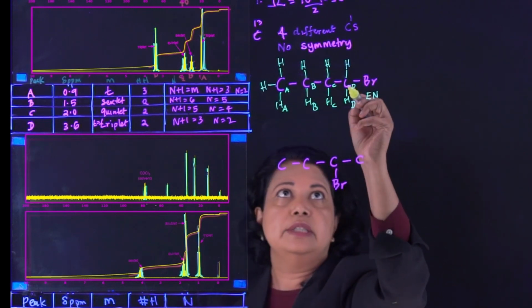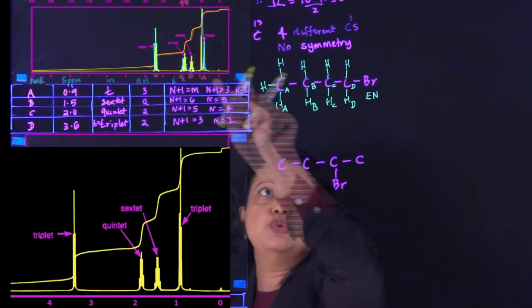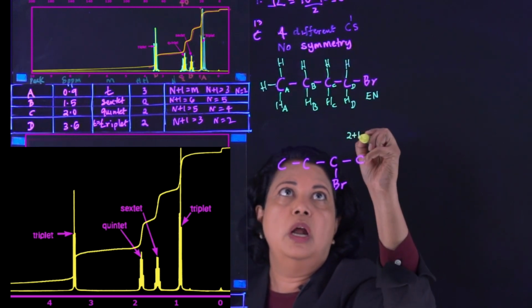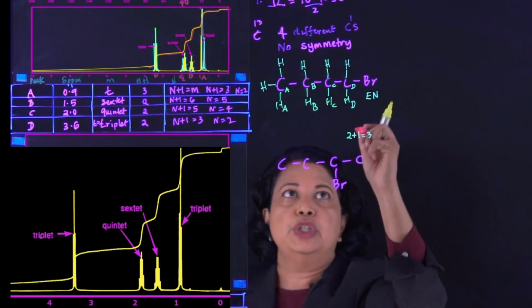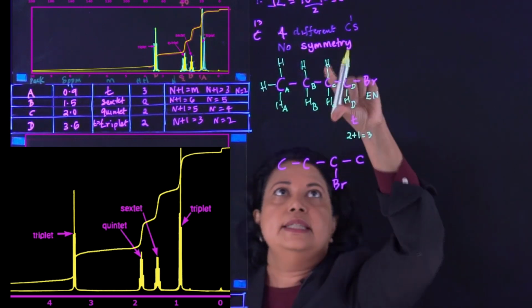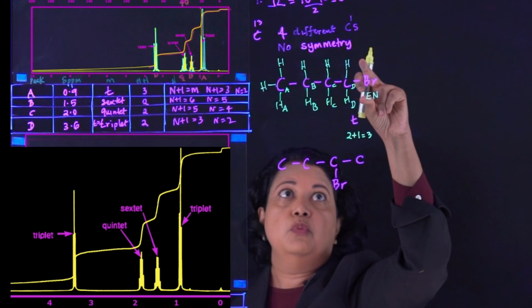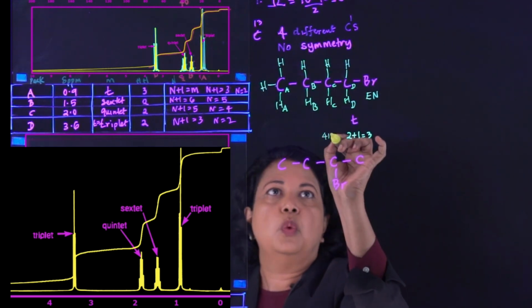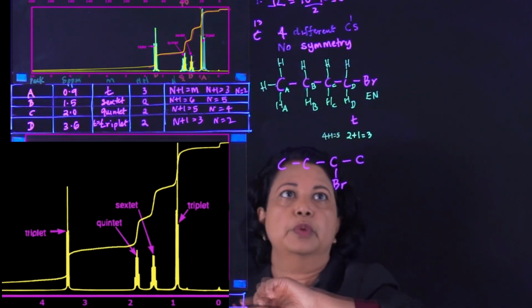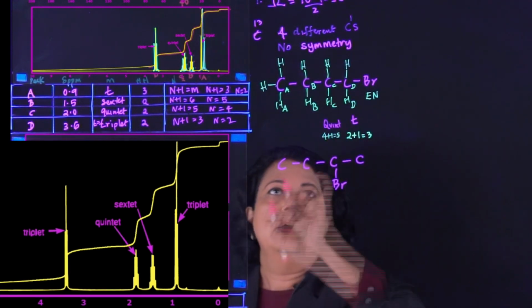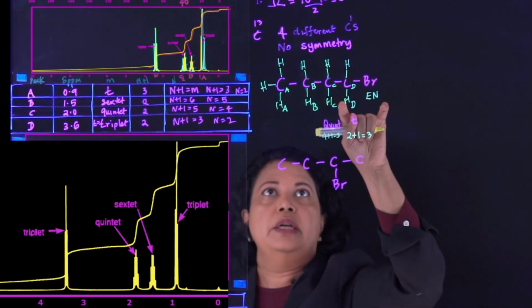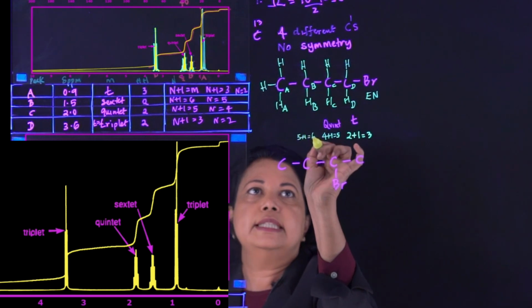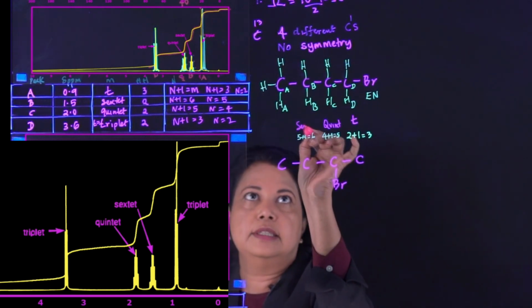Let's check it out. So this would be the most deshielded. It's a triplet, and you have 2 neighbors. So 2 plus 1 is 3. That's your triplet. This one, the HC protons, have 1, 2, 3, 4 neighbors. 4 plus 1 is 5. That would be a quintet. HB has got 1, 2, 3, 4, 5 protons. So 5 plus 1 is 6. That's your sextet.